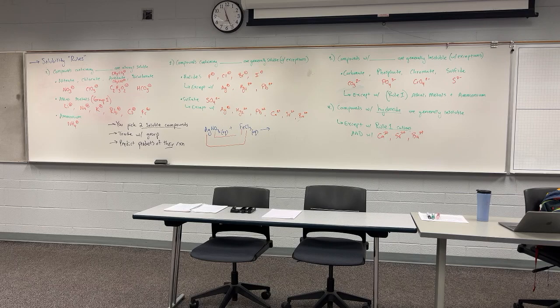Silver bicarbonate and sodium carbonate give me sodium bicarbonate, two ions that are always soluble, and silver carbonate, Ag2CO3. Soluble or insoluble? Insoluble because of? Rule 3, carbonates are generally insoluble. Silver is not an exception. So silver carbonate precipitates as a solid.